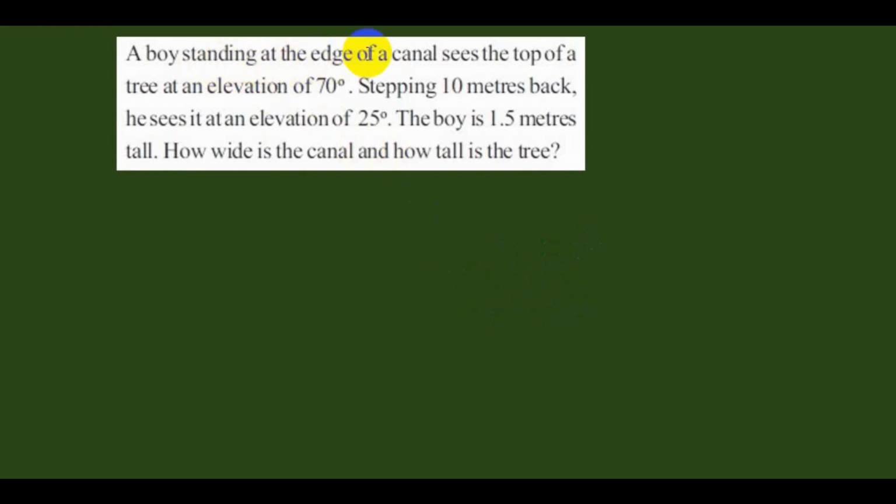A boy standing at the edge of a canal. A canal is there. Let this be the canal. Here I have drawn; let this much length represent the canal. Its wideness is there. A boy stands at its edge. And at the other bank of the canal, a tree is there. The boy observes that tree. When he looks straight, his ray of vision will be like this. He looked to the top of that tree at an elevation of 70 degrees, as set in the question.